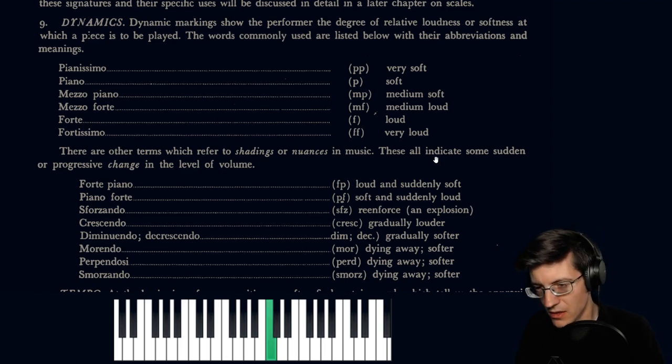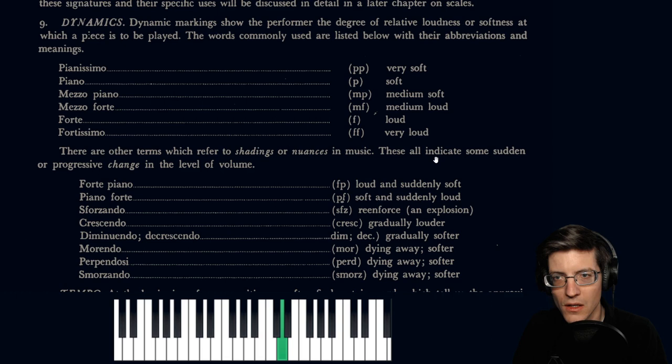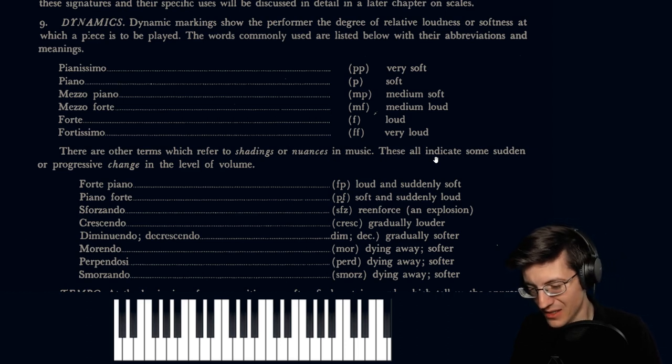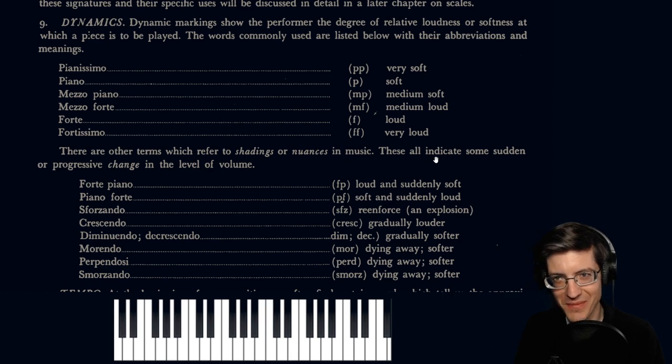Let's see if I can. The velocity on this thing is kind of wonky. I'm using an M-Audio Oxygen Pro, and it's a fine little MIDI controller, but it can be a little bit tricky to get that touch just right. See? So that's about a pianissimo.